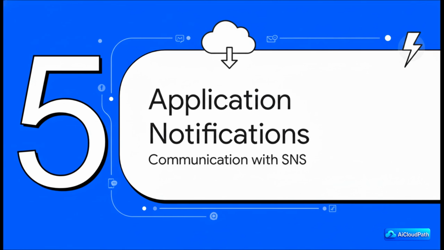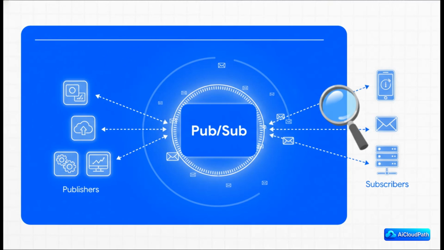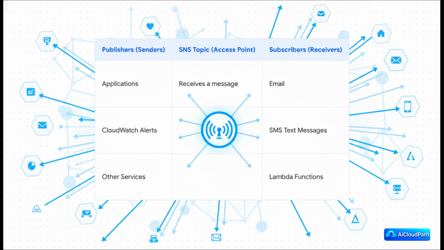That's where messaging services come in, like Amazon's Simple Notification Service. SNS uses this really powerful pattern called publish-subscribe, or just pub/sub for short. The idea is pretty simple. Instead of components talking directly to each other, a publisher just sends a message to a central topic. Then, any service that has subscribed to that topic automatically gets the message. No direct connections needed.